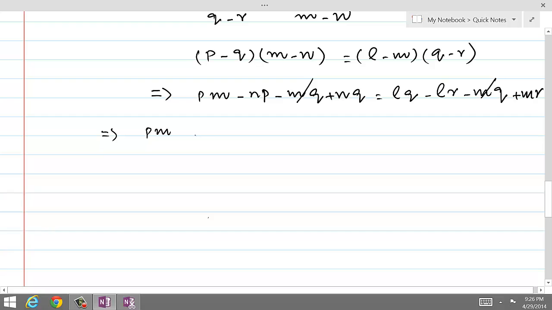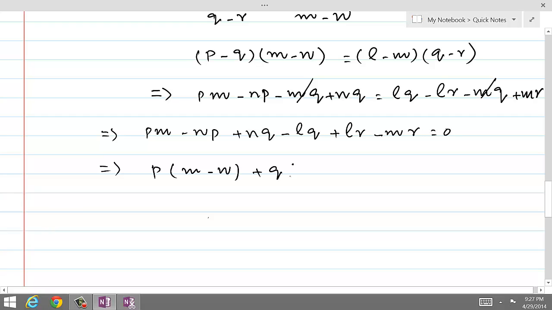PM minus NP plus NQ minus LQ plus LR minus MR equal to 0. And here if we take P common, this would be M minus N, plus Q common, that would be N minus L, and R common will give us L minus M inside, equal to 0, which was required.